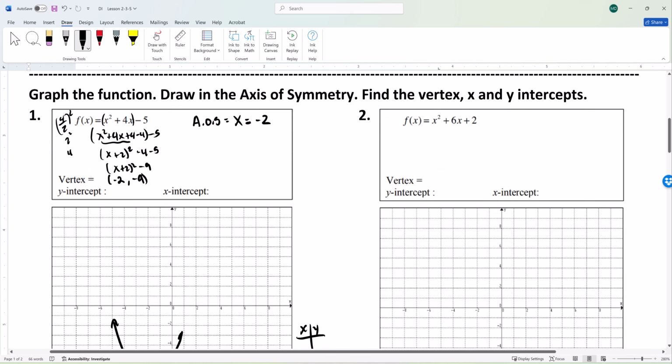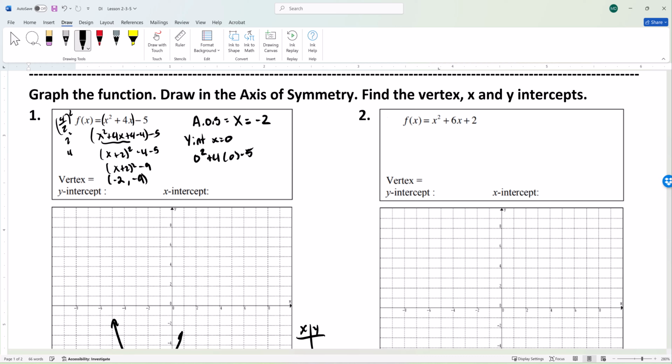Now to find the y-intercept, remember the y-intercept, you plug in 0 for x. So if you plug in 0 for x, you're going to get 0 squared plus 4 times 0 minus 5. So that's just negative 5. So your y-intercept is 0, negative 5.